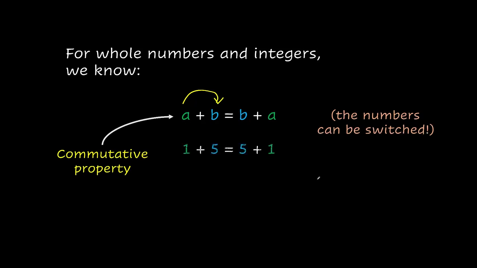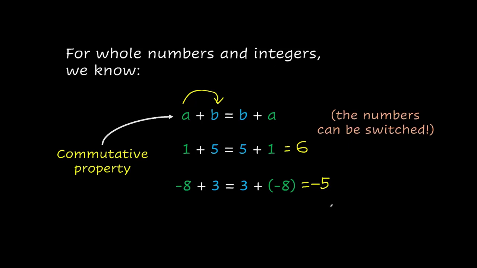For example, 1 plus 5 equals 5 plus 1, and both of these will be equal to 6. And the same thing happens even if you include negative numbers or integers. Minus 8 plus 3 will be equal to 3 plus minus 8, both being equal to minus 5. Switching the places of the numbers does not change the value of the addition. So addition is said to be commutative for whole numbers and integers.